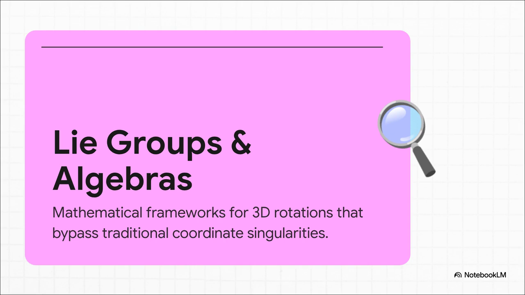Now, what's really interesting about this is how we actually fix the problem. If DH parameters are causing our models to freeze up, what's the replacement? Enter Lie groups and Lie algebras. These are advanced mathematical frameworks originally developed for continuous transformations. By applying Lie group theory directly to 3D rotations, we completely bypass those traditional coordinate singularities. The math remains continuously robust no matter how that robotic arm twists, folds, or stretches out.